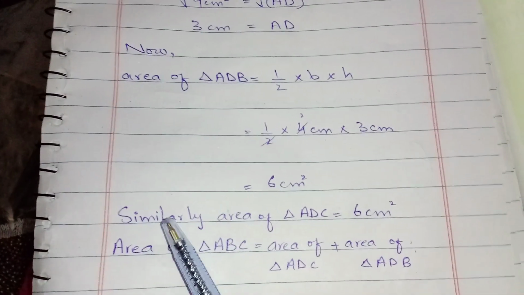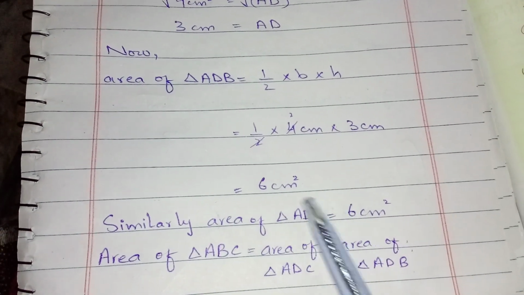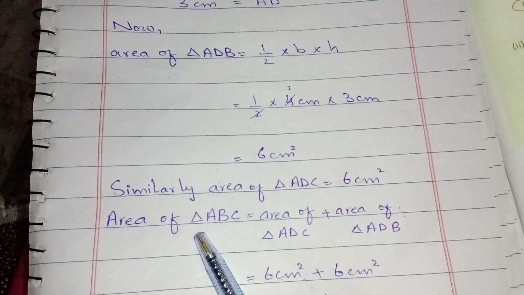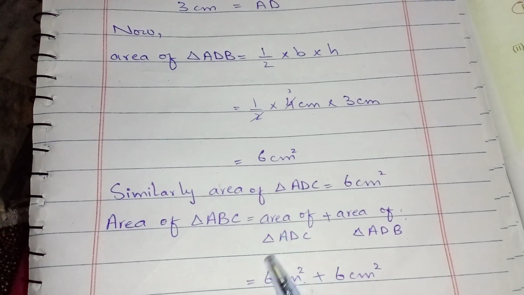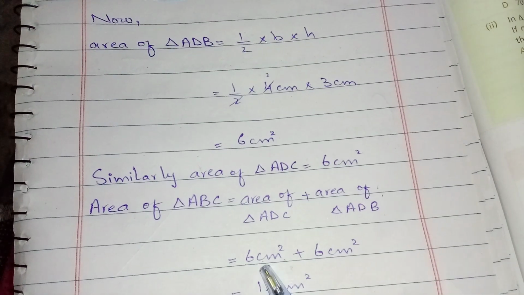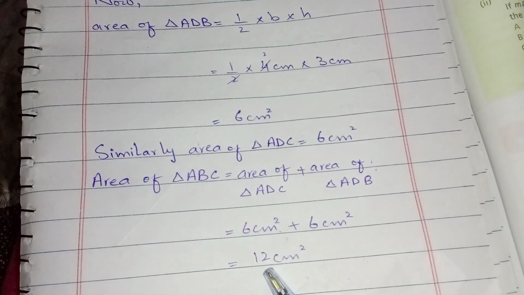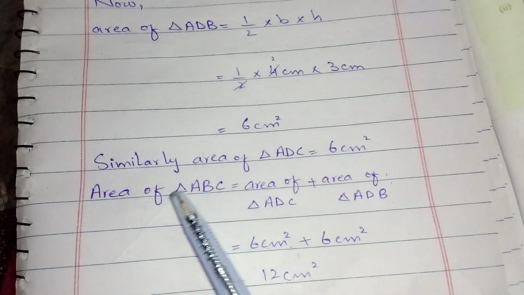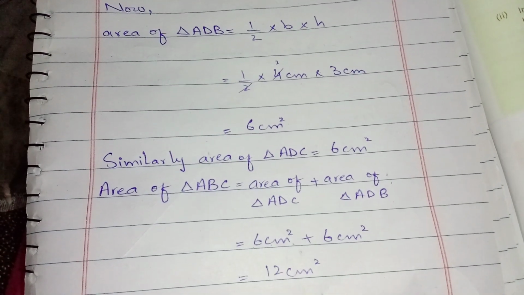Similarly, this is an isosceles triangle, so area of the ADC is also equal to 6 centimeter square. So area of the whole triangle is equal to area of ADB plus area of triangle ADC. So 6 centimeter square plus 6 centimeter square, that is equal to 12 centimeter square, is the area of the isosceles triangle ABC.